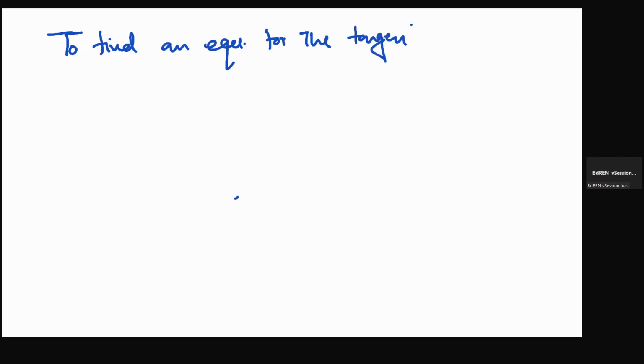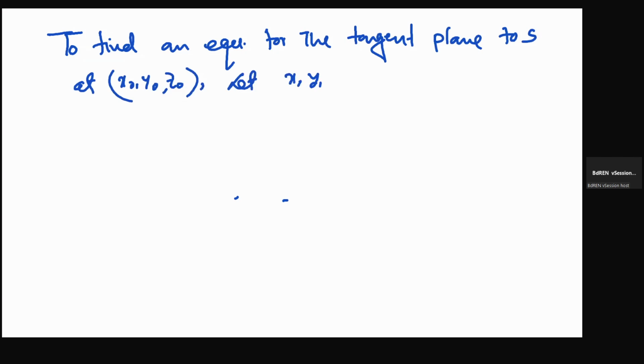To find an equation for the tangent plane to S at the point x naught, y naught, z naught, let x, y, z be an arbitrary point.